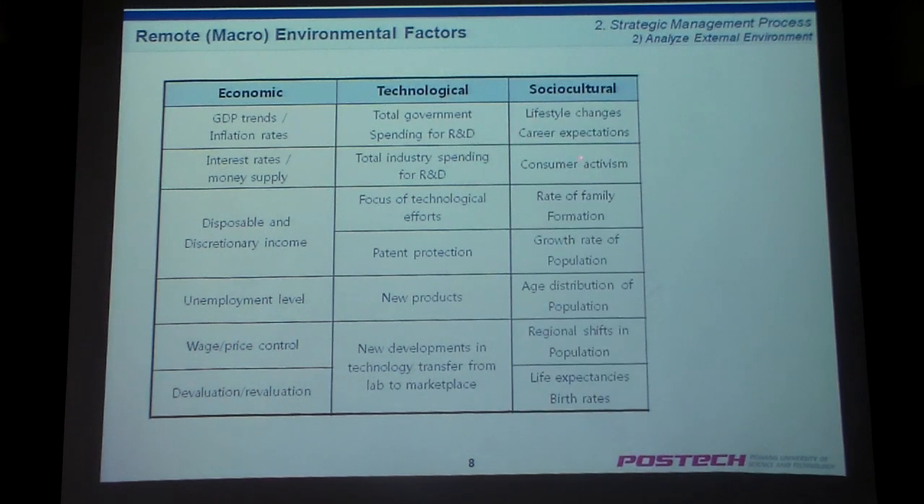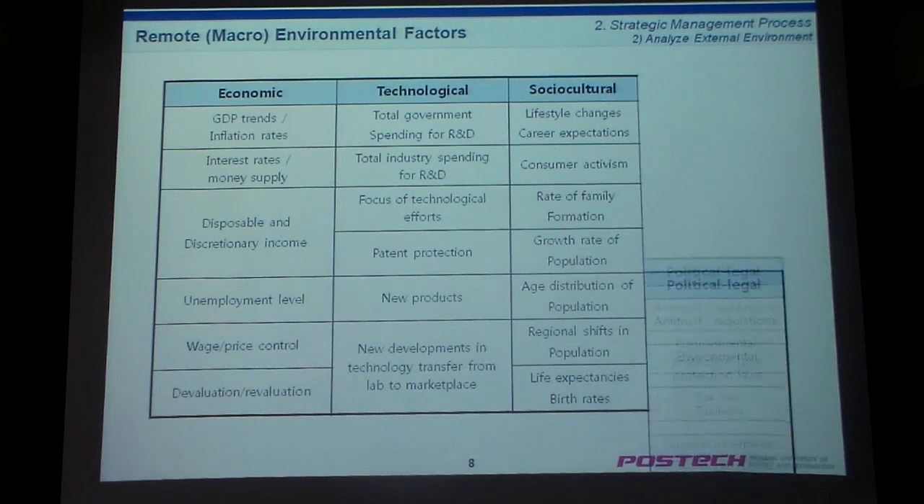And then social cultural factors: lifestyle changes, career expectations, consumer activism, rate of family formation, growth rate of population, age distribution, regional shift in population, life expectation, and birth rates. Those are the social cultural factors.